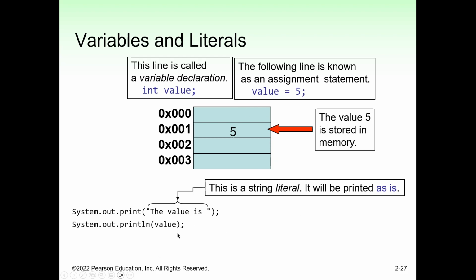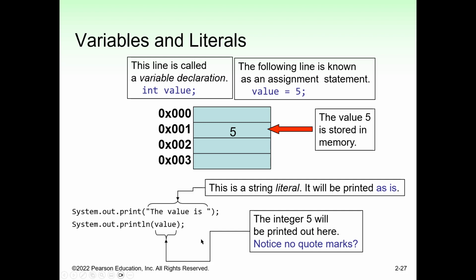So all you need to do is just put the name of the variable that you want to print, without quotations, inside of the parentheses. As you can see here, no quote marks, and integer 5 will be printed. So yeah, this is how you work with variables in Java. So it's a little bit different from Python, but again, it's nothing too complicated.